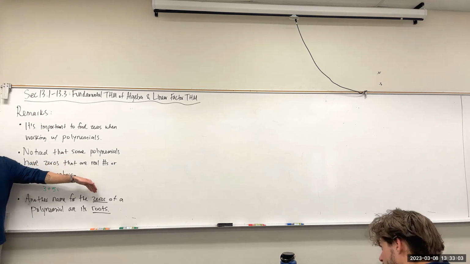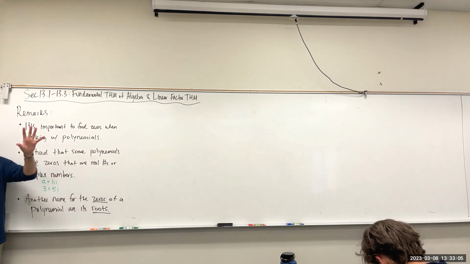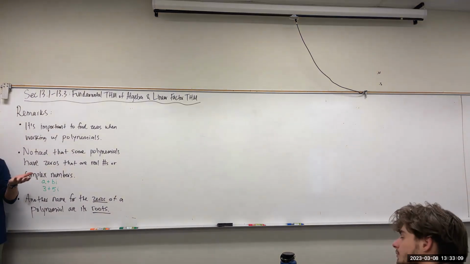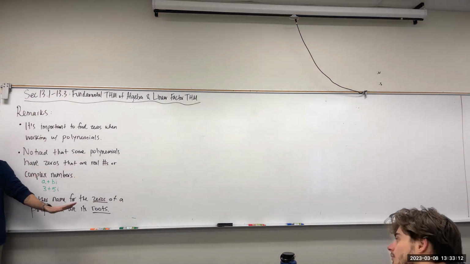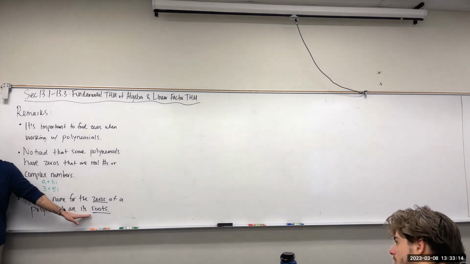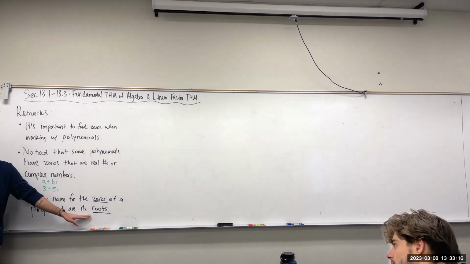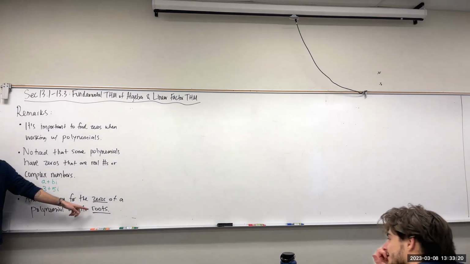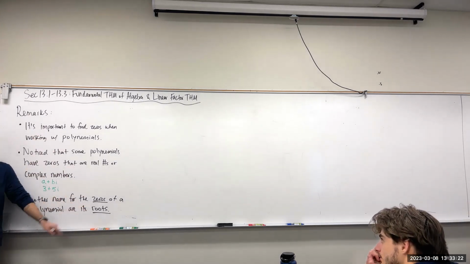So when you guys were looking for the zeros of a polynomial, you're setting the function equal to 0, and you're looking for what x values make that equation equal to 0. Another word for that is the roots of that equation. I'm saying that because these theorems use the word root instead, just like the zero.